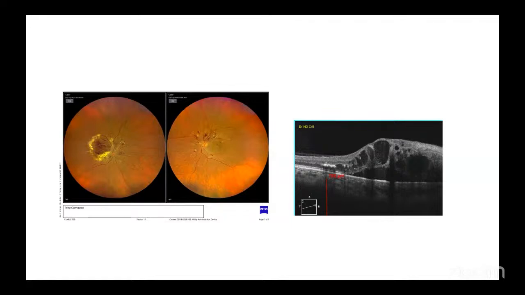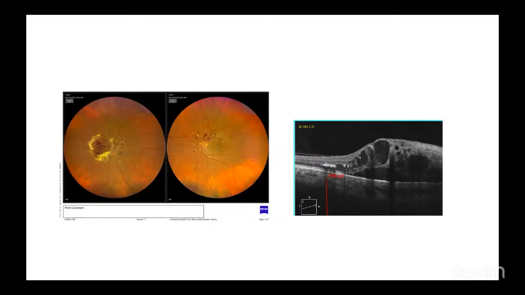I think this may be proliferative retinopathy. For differential diagnosis, the first comes diabetic, maybe branch vein occlusion, maybe radiation retinopathy, or maybe due to hemoglobinopathies.